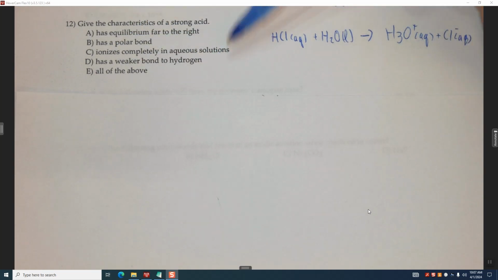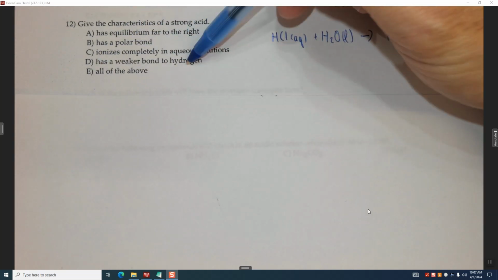Ionizes completely in aqueous solution. That's another way of saying this is not an equilibrium reaction. It completely forms H3O plus and Cl minus. That means ionizes completely. Has a weaker bond to hydrogen.